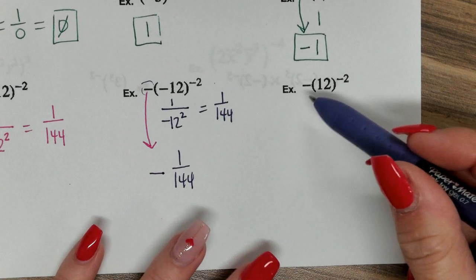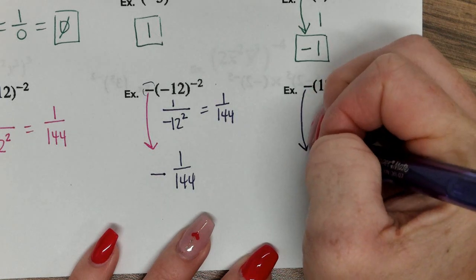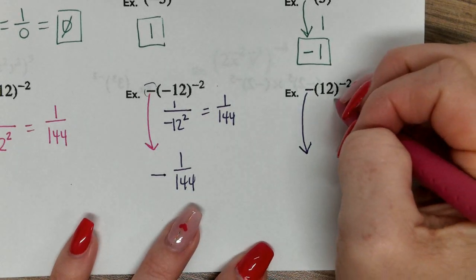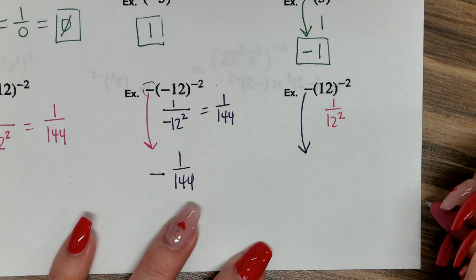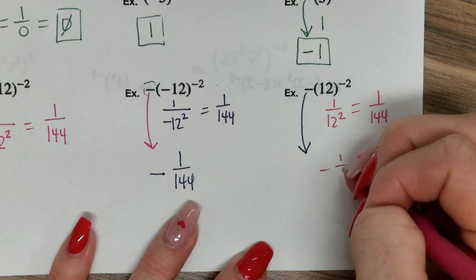And this is basically going to be the same thing. You're just going to turn your answer negative. Okay, so this comes down to the bottom. I have 1 over 12 squared, which is 1 over 144. And then I make my answer negative.